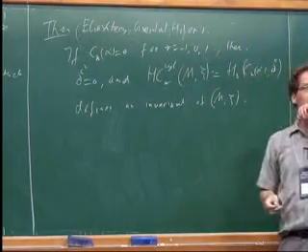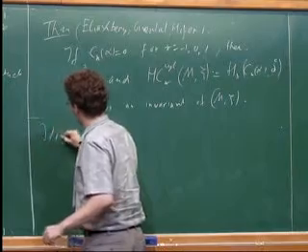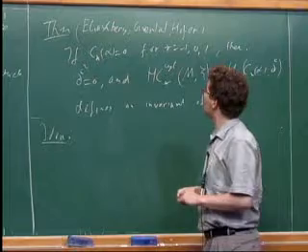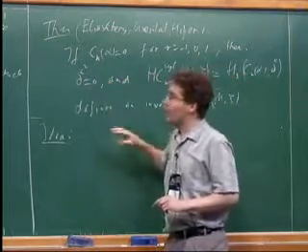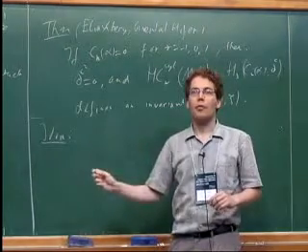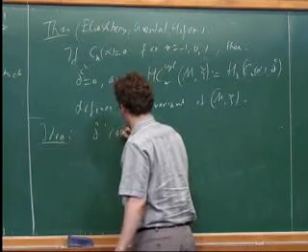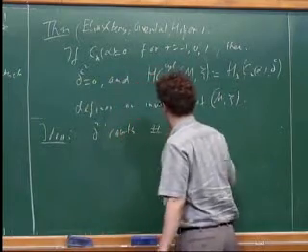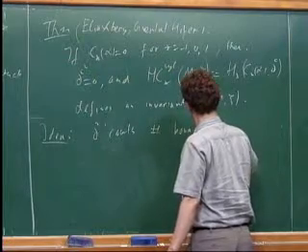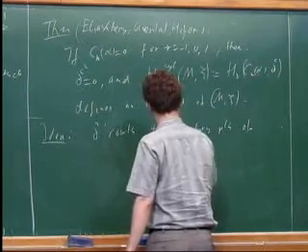So let me give you some rough ideas on the proof. As usual, you try to identify d squared with the number of boundary points of one-dimensional moduli spaces. The idea is d squared counts the number of boundary points of one-dimensional moduli spaces.